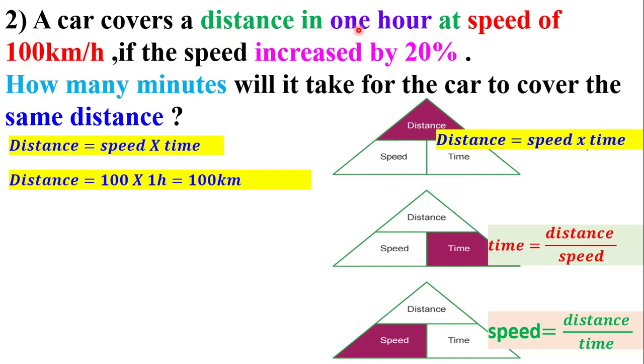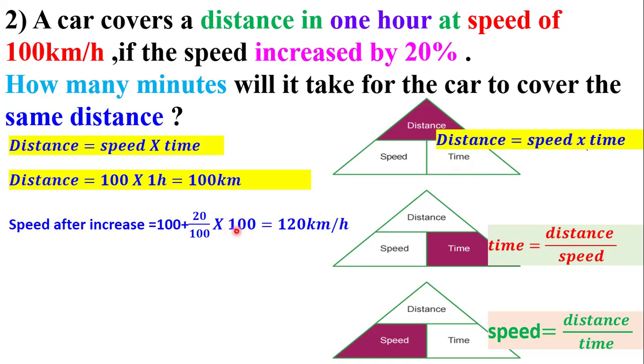Now the next step: we need to find the final speed first, then we can calculate the time. The speed increased by 20%. So the final speed after the 20% increment will be 100, the initial speed, plus 20% of the initial speed, which means 20 over 100 multiplied by 100. Now it will be 120 km per hour.